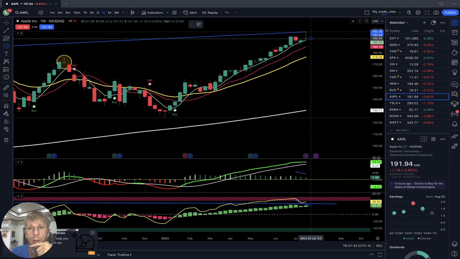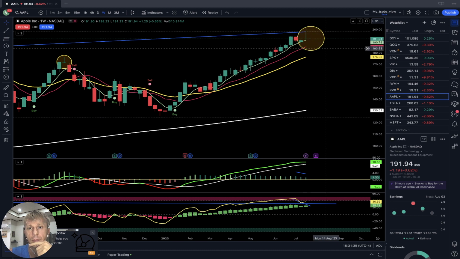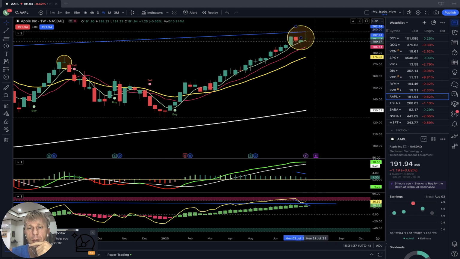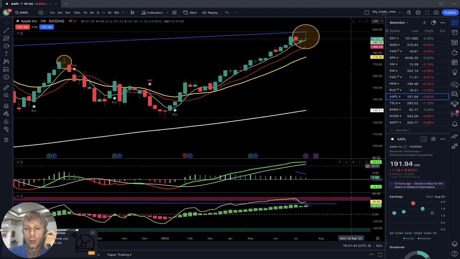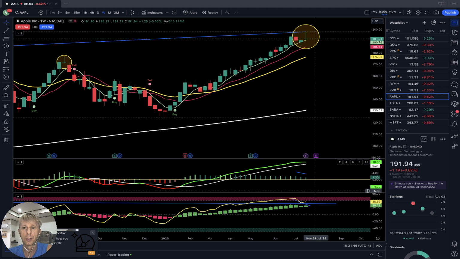We'll see on weekly time frame. Is it similar trend or it's different? Still positive, still bullish, but we'll see what happens.